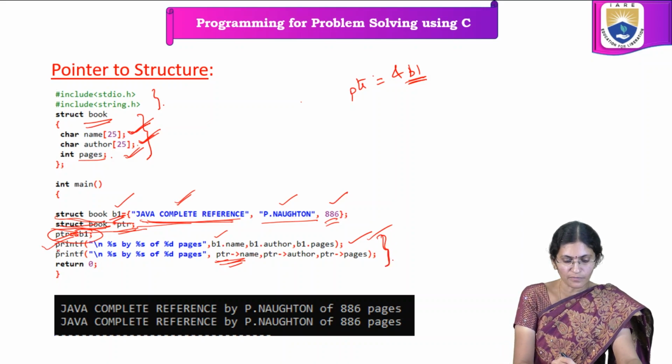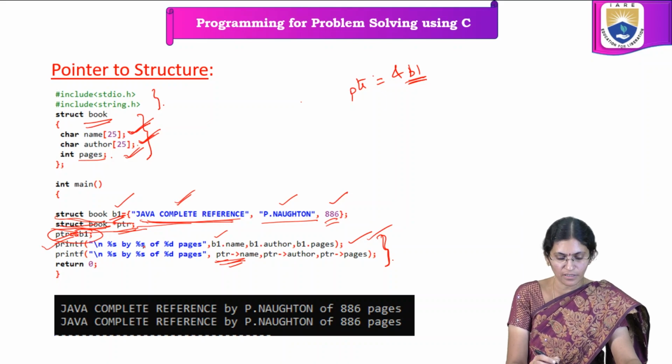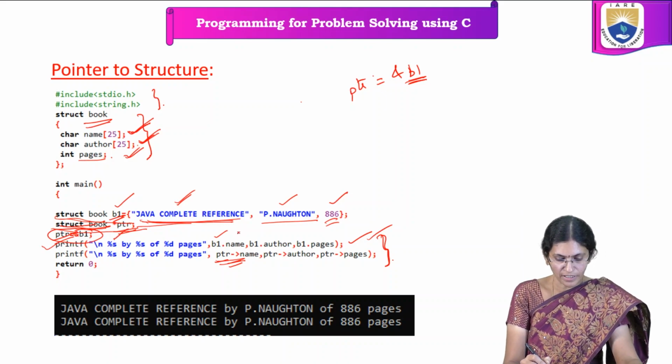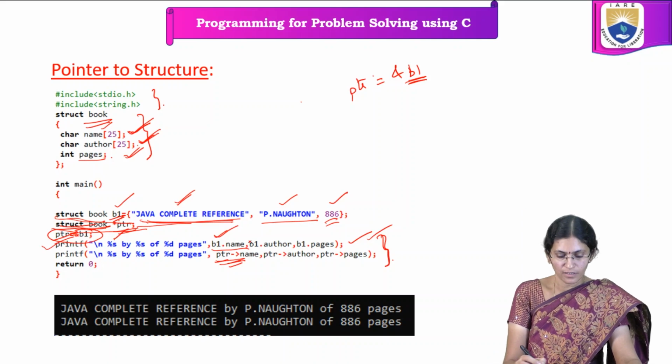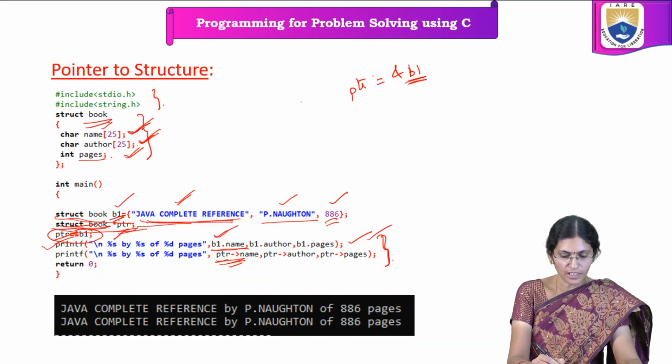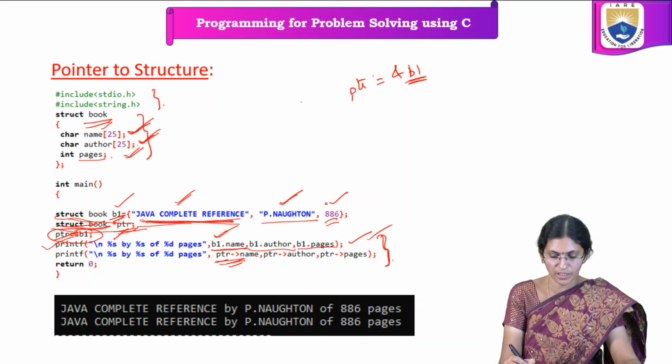So why? Because in the first printf statement, what we are printing here is b1.name. In order to access each member, we apply the dot operator. Then b1.name will give the name of the book. Then b1.author will give the name of the author. b1.pages will give the pages.